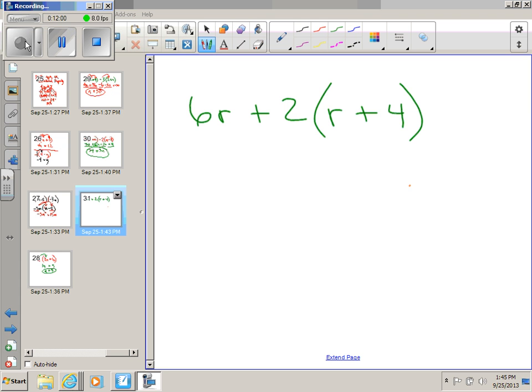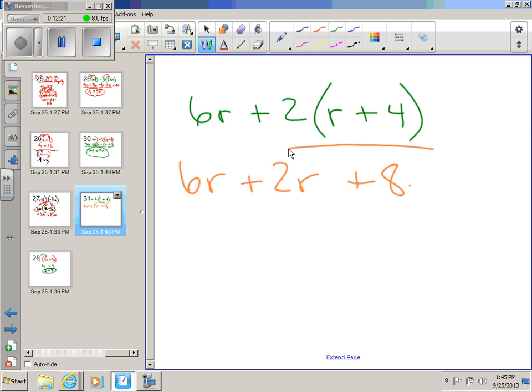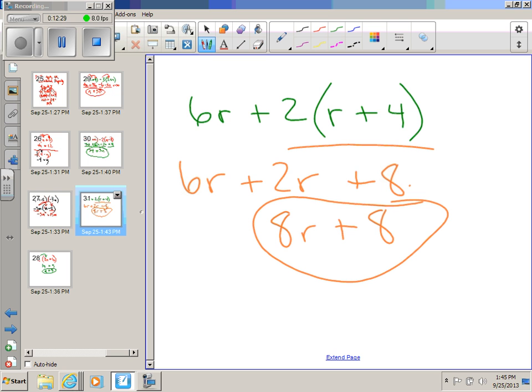All right, Kate. Sometimes I have to simplify before I simplify. So this 6r will just hold off for a second. Positive 2 times r. Positive 2 times positive 4. 6r and 2r. Good? All right. Set? 28 to 39 is your assignment, and 33 was already done for you.